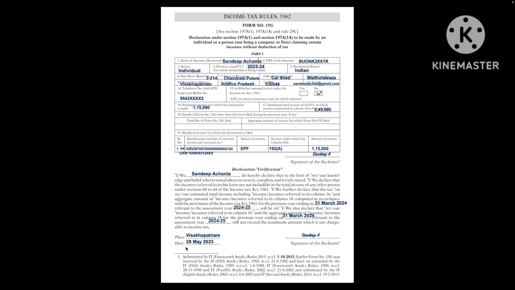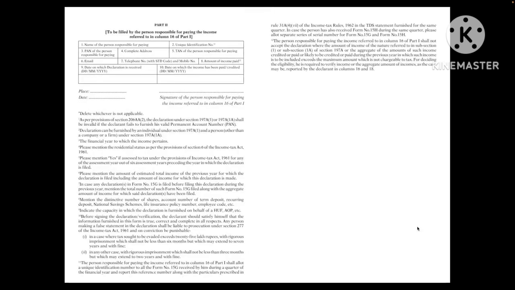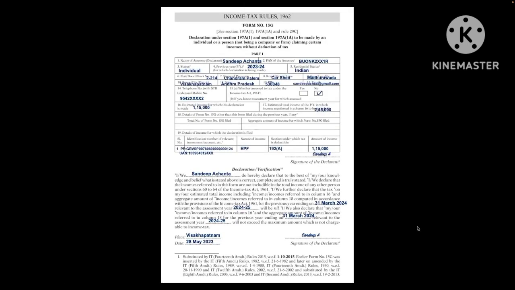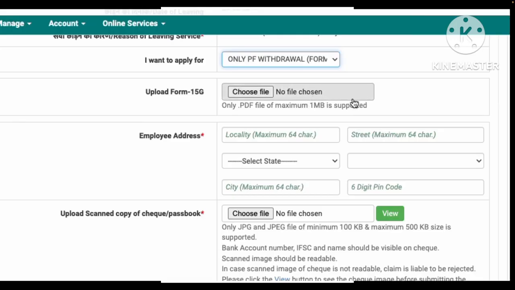Next come to the place and date. Here mention the place at which you are residing and the date on which you are withdrawing your EPF amount, and at the signature of the declarant put your signature. There is no need to fill Part 2 of the Form 15G. After filling Form 15G, scan both Part 1 and Part 2 and upload on UAN member portal.